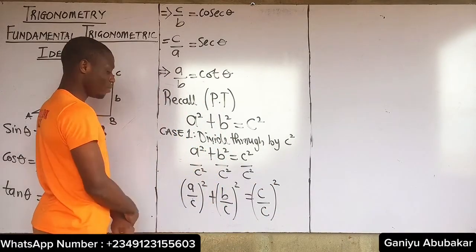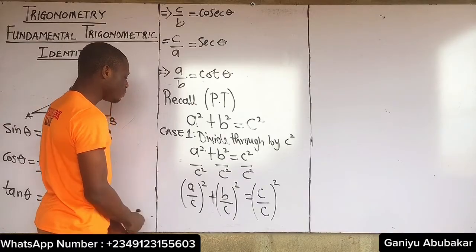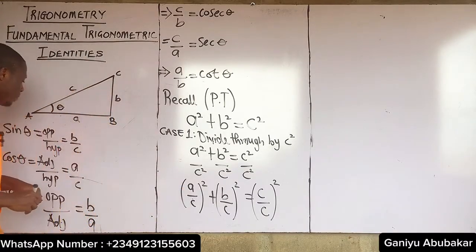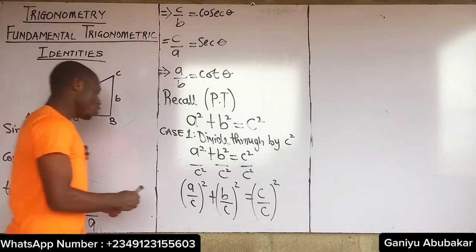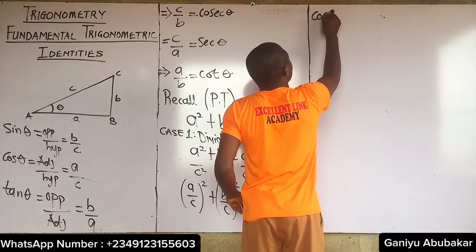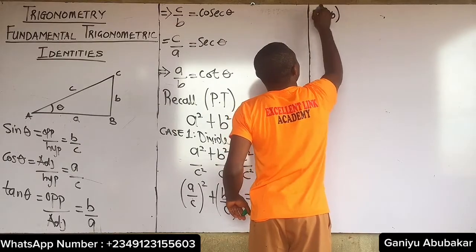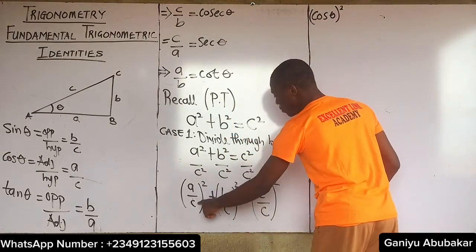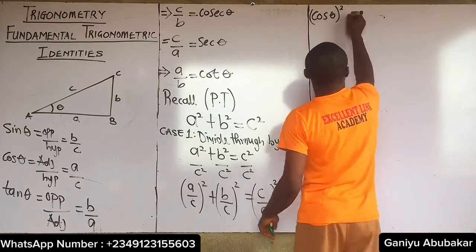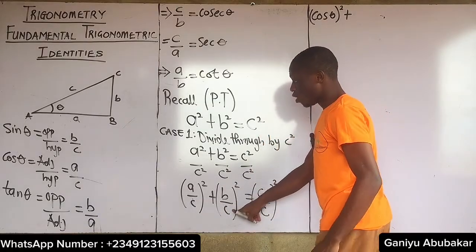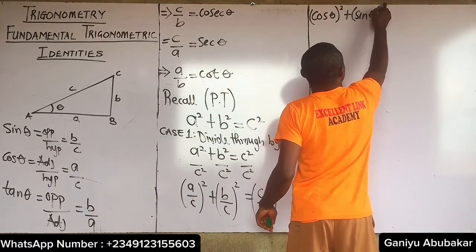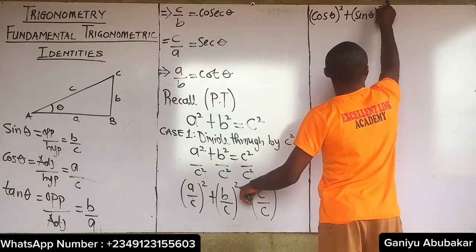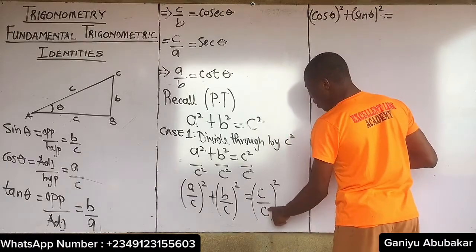At this point, observe please, what's A over C? A over C is cot, right? So A over C, that's cot theta. So this one becomes cot theta, all squared. Then plus, what's B over C? Of course, B over C is sine theta. So we have sine theta, all squared, is equal to C over C, which is 1.